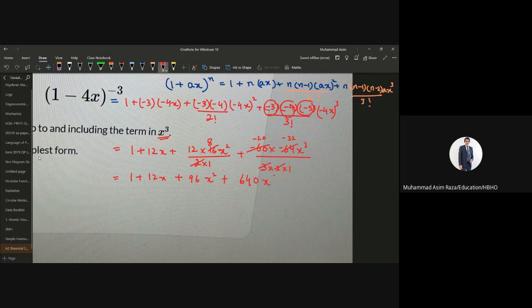And then this is x cube. So this is the answer as well: 1 plus 5x. How is all of them positive?